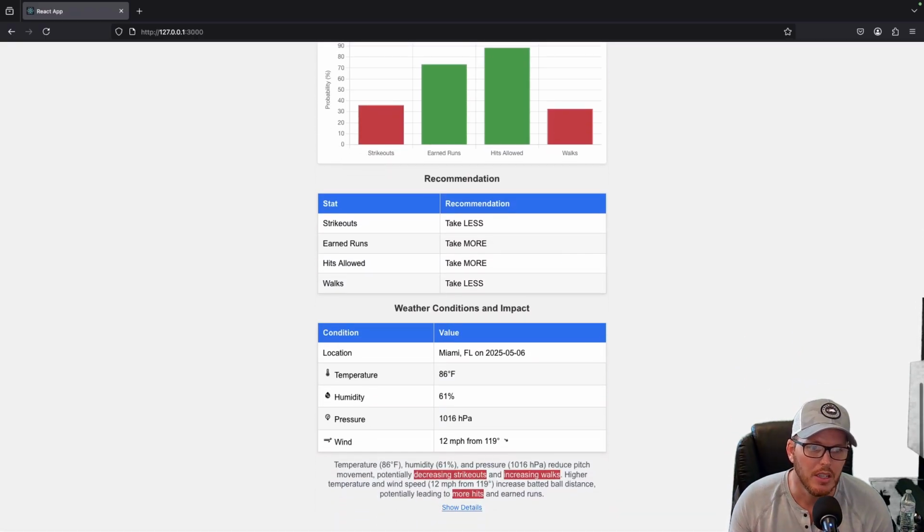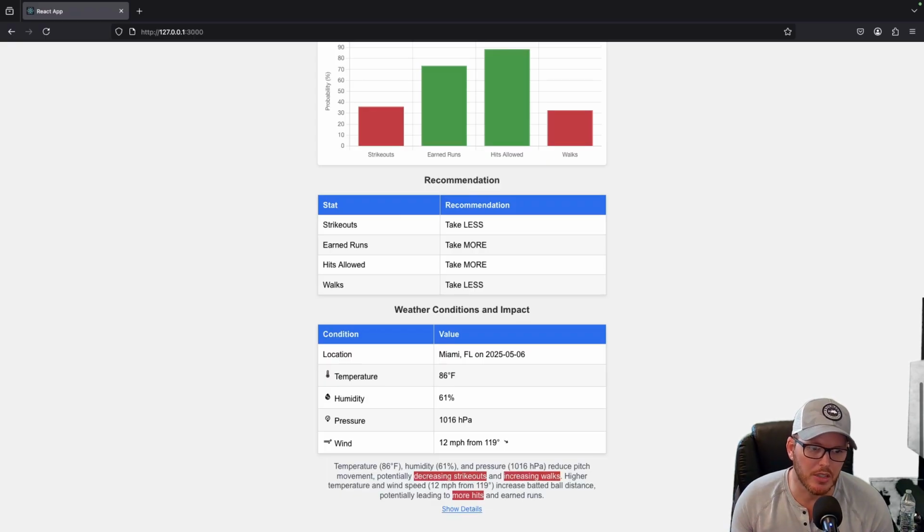And then you can see the weather is put here down in Miami, Florida. I believe it's LoanDepot Park. 12-mile-an-hour winds, 86 degrees, 61% humidity, and the pressure is there. Reduces pitch movement, potentially decreasing strikeouts and increasing walks, and higher temperature and wind speed, increasing batted ball distance, and potentially leading to more hits and earned runs. That is good for us.